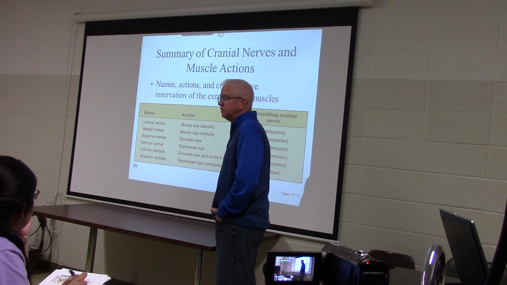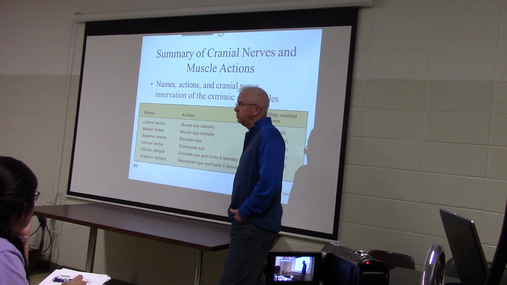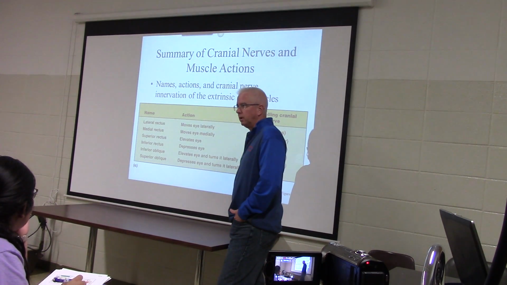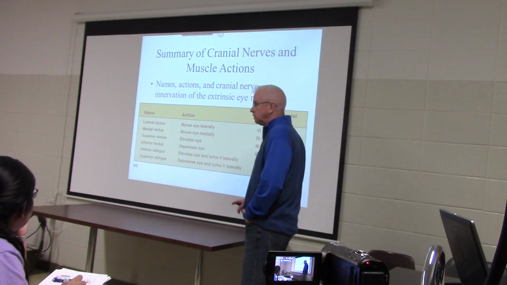The superior oblique is innervated by cranial nerve 4. Injury to the trochlear nerve would cause the eye to have trouble moving down and lateral. Right. Okay, so LR6SO4.